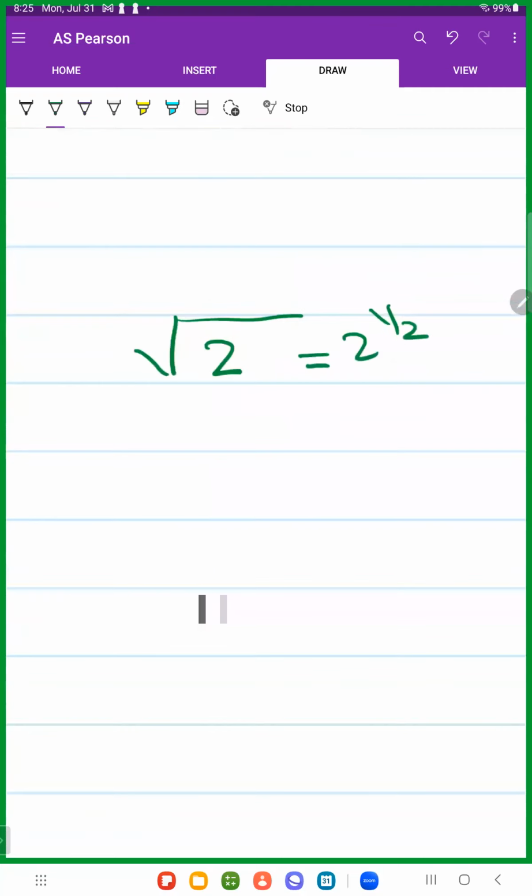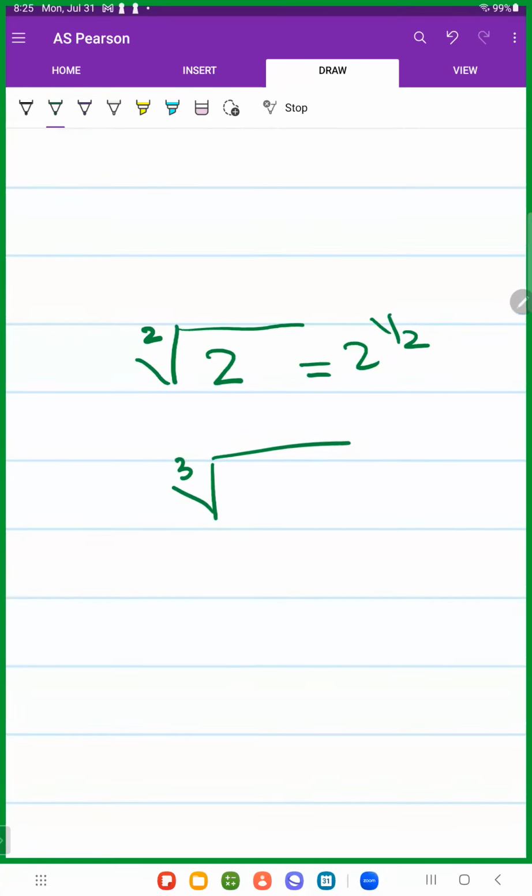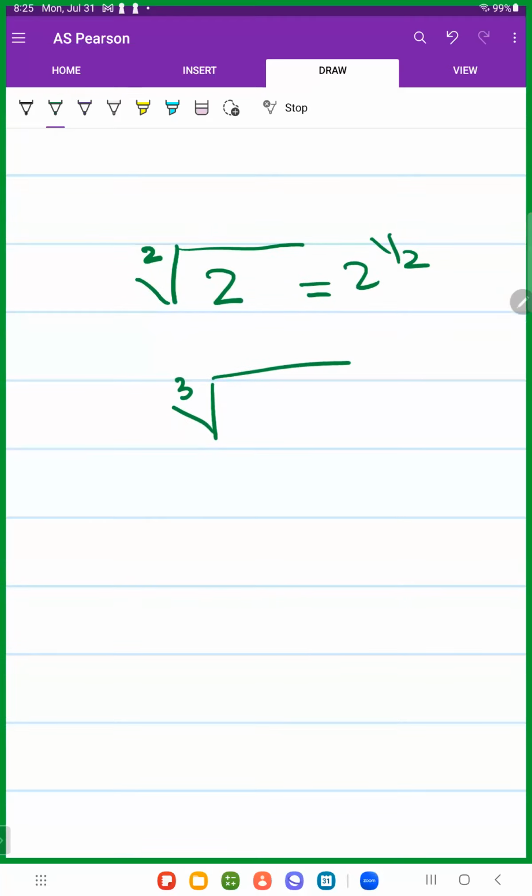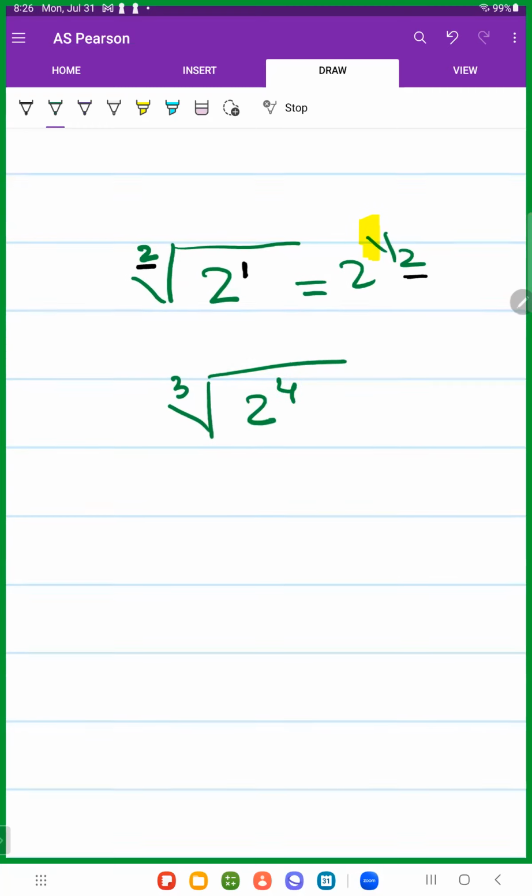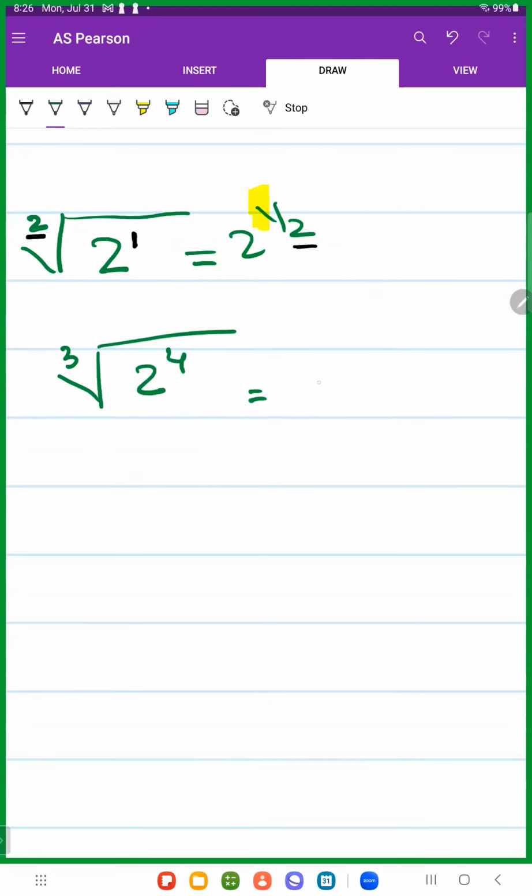Under root means that there's a 2 over here. Cube root means there's a cube over here. Why do we put this 1? Because the power of 2 is 1. We put this 2 because the power of the under root is 2. For example, I have 2 to the power of 4, 3 cube root. How would I write this as a power? First, in the numerator, the power of 2 comes, and in the denominator, the power of the under root sign comes.